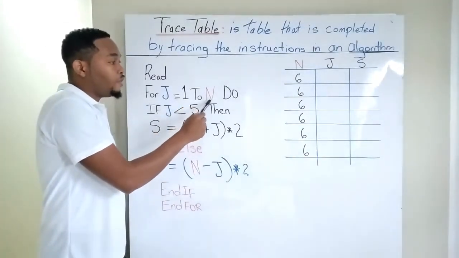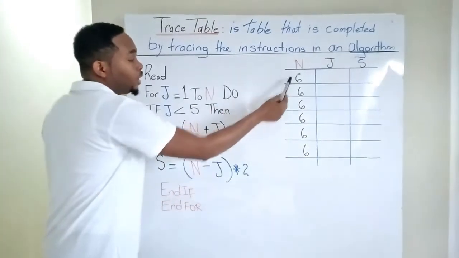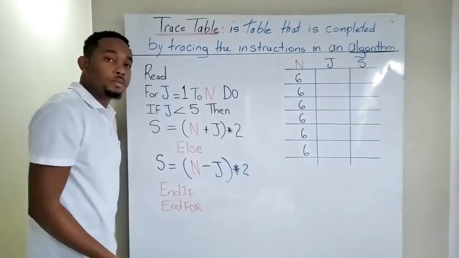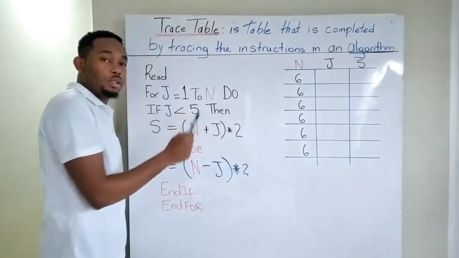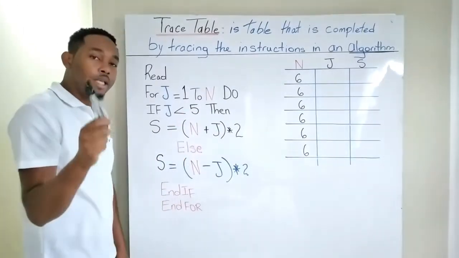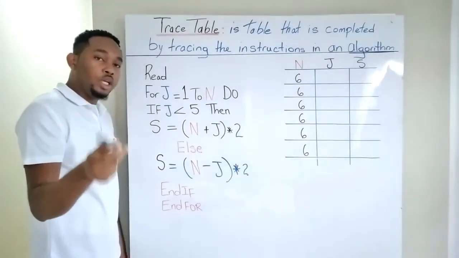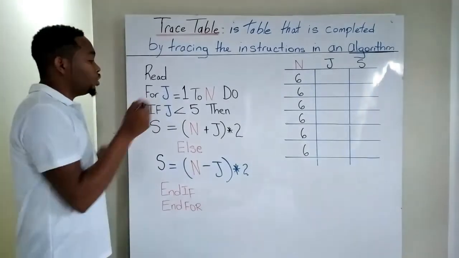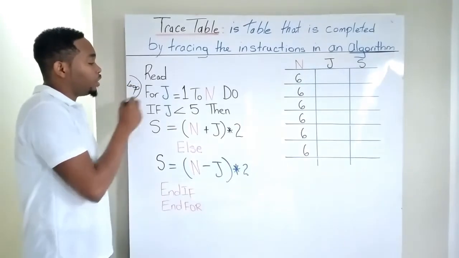If we fast track a little, n in the table that we are going to be using is going to represent 6. So we are going to move from 1 to 6, which means this instruction will be executed 6 times based on the loop that we have here.